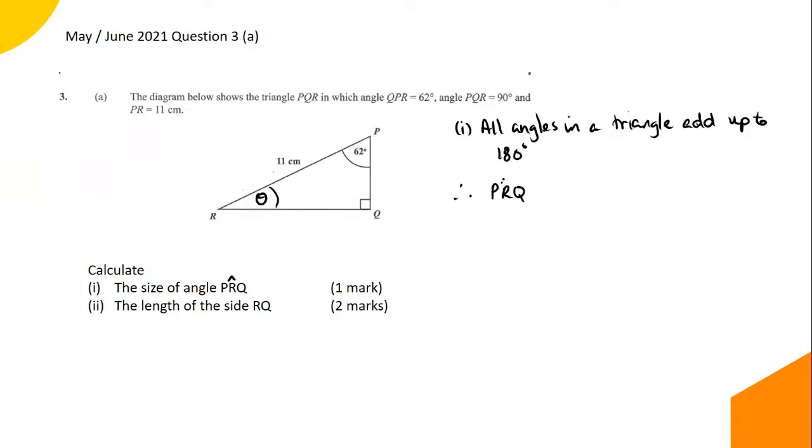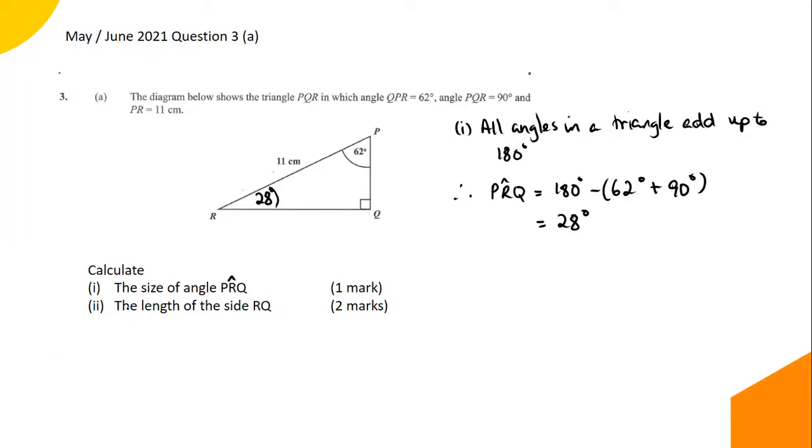So therefore, angle PRQ is simply 180 degrees take away the sum of the other two interior angles. So that's 62 degrees plus 90 degrees. When you subtract that, you're going to get 28 degrees. Okay, so let's put that in the triangle in case we need it lower down. Once you work it out, you put it in case you need it again.